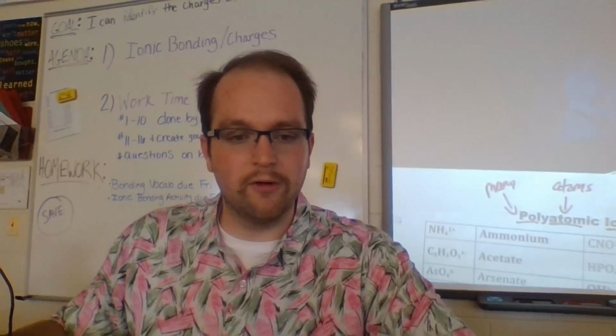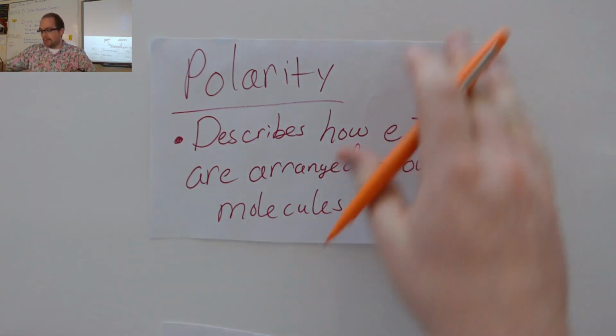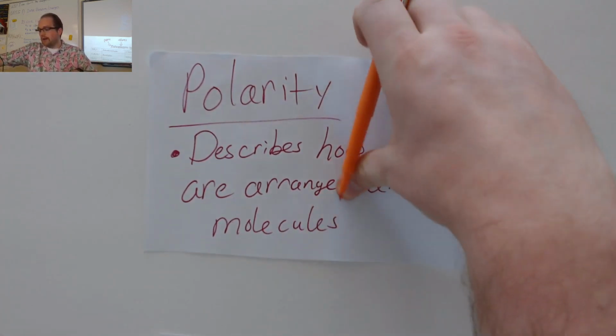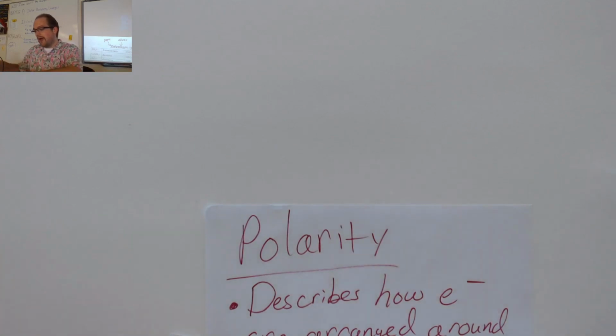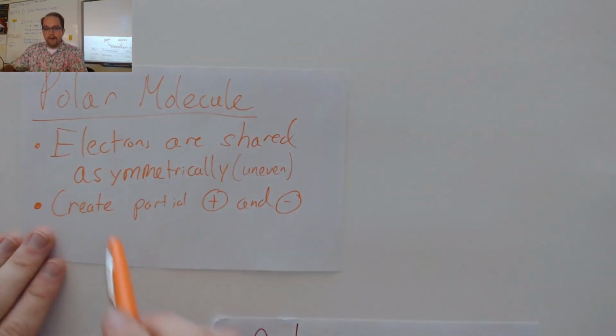Welcome back. Today we're going to be taking a look in this video at polarity and how we can determine whether molecules are polar or nonpolar. Basically, polarity is the idea of describing how electrons are arranged around molecules, whether they're evenly shared or unevenly shared. If you have molecules that are unevenly shared or shared asymmetrically, we refer to those as polar molecules.